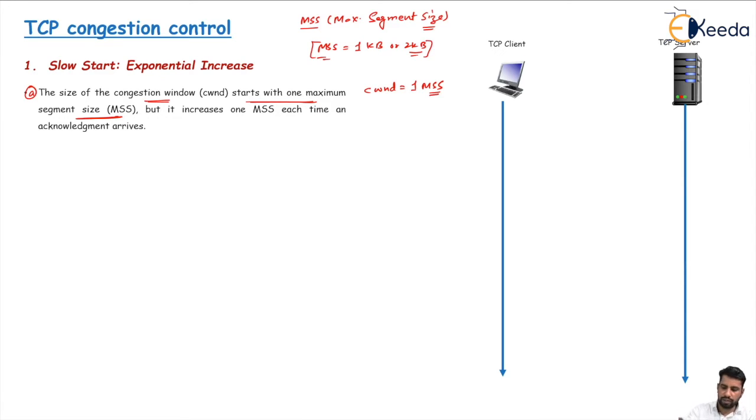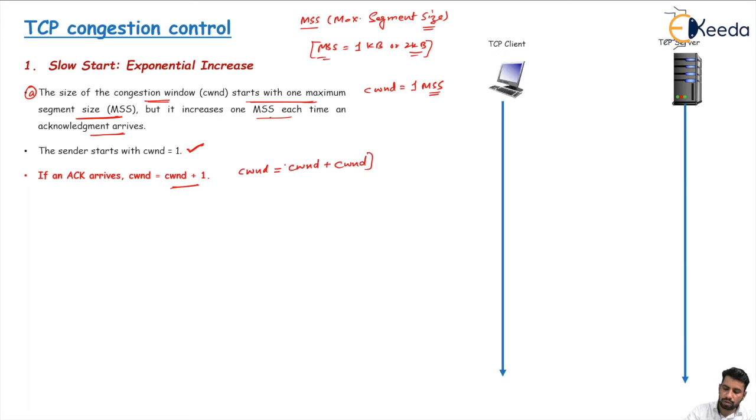It increases by 1 MSS each time an acknowledgement arrives. The sender starts with a congestion window equal to 1 MSS, and the size will increase after a successful acknowledgement arrival. Congestion window is equal to the old congestion window plus the congestion window, both are the same.